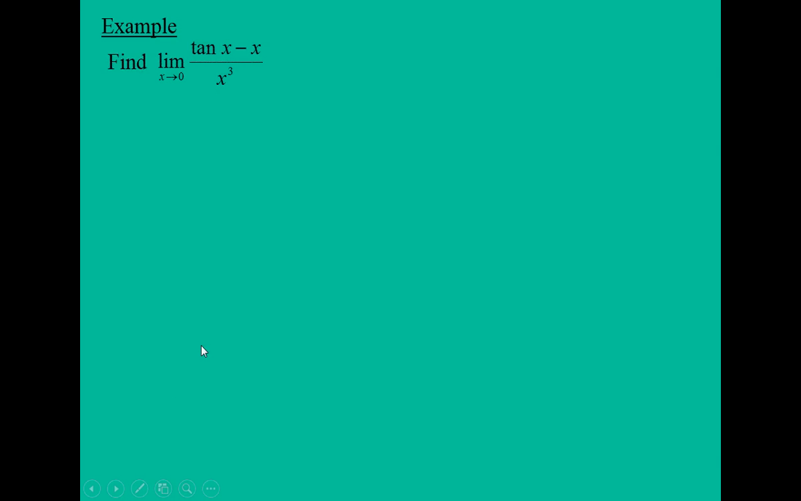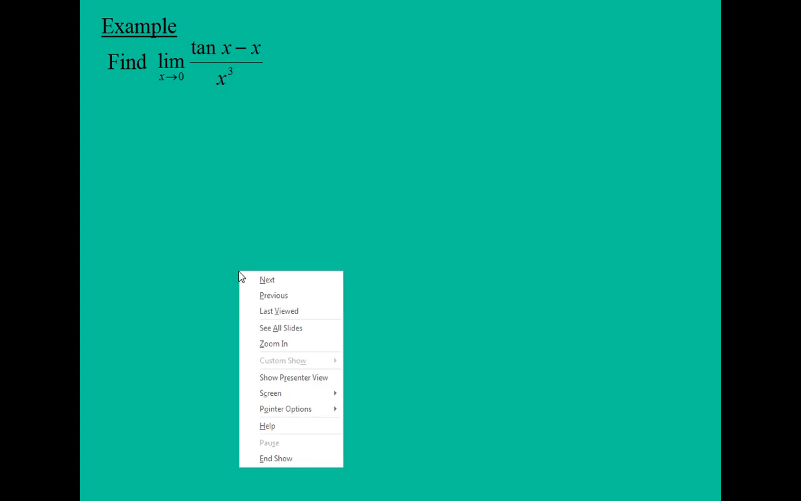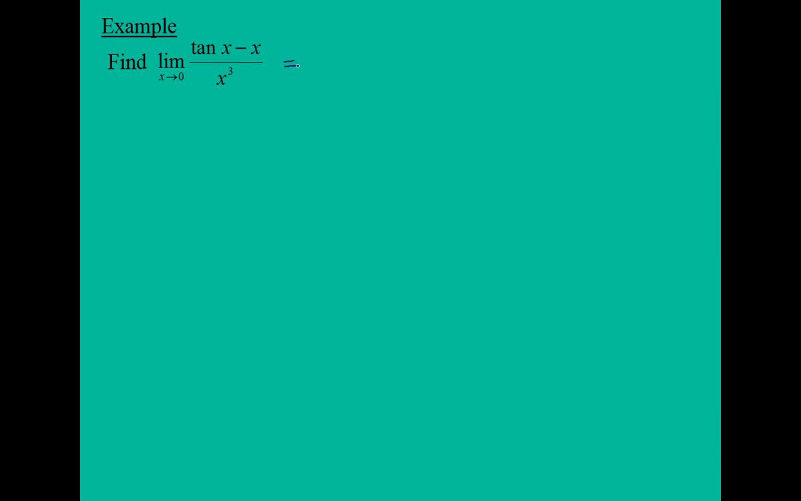Find the limit of the tangent of x minus x all over x cubed. And we're taking the limit as x goes to 0. So first, let's use direct substitution. Tangent of 0, 0, minus 0 all over 0. We get the indeterminate form 0 divided by 0. So we can apply L'Hopital's rule. So we will take the derivative of the numerator divided by the derivative of the denominator.